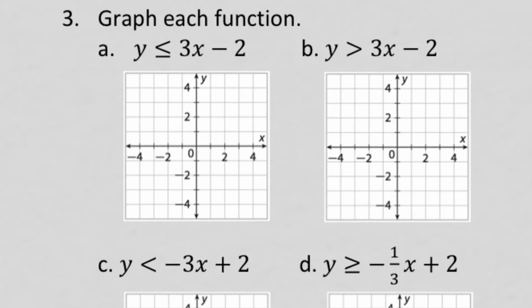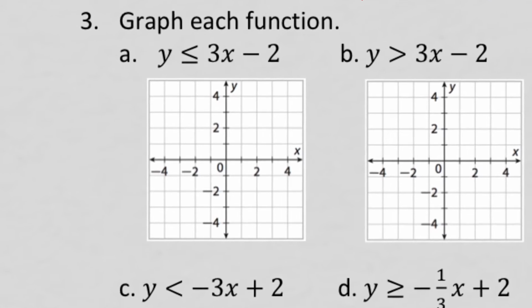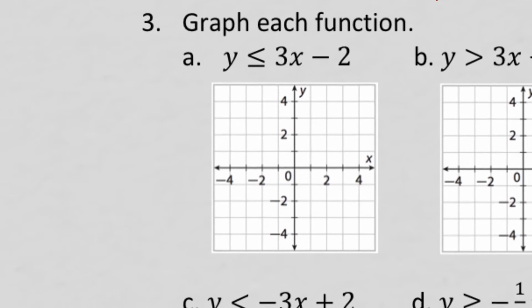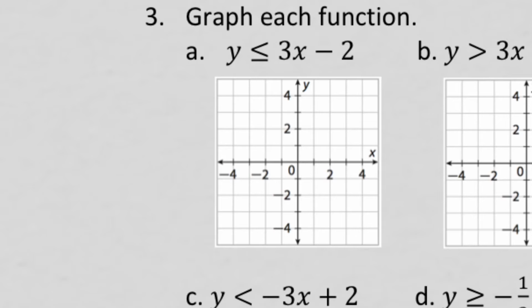Okay, number 3, it says graph each function. These are inequalities, so you're going to graph and then shade after you graph. Okay, so let's start with A. The first thing you do is identify what the slope is. And you get the slope by looking at the graph and seeing it's y equals mx plus b, right? It's in slope-intercept form. And you write m equals 3. And then you write what the y-intercept is, which is the b value, which is negative 2.